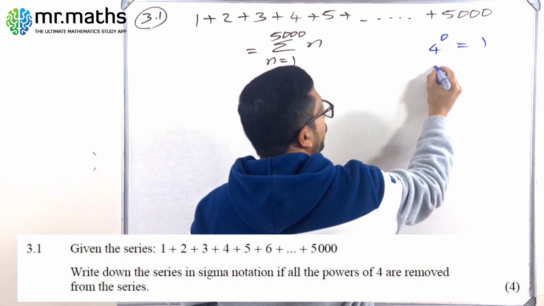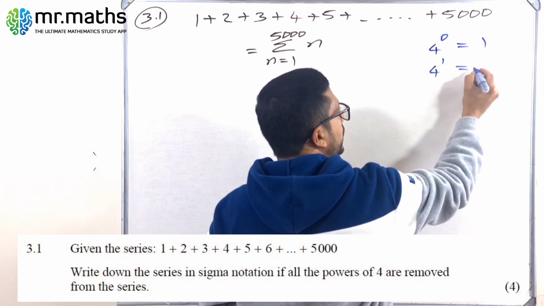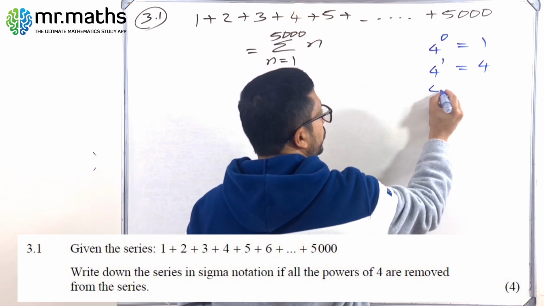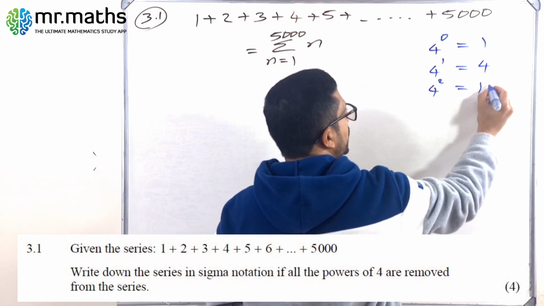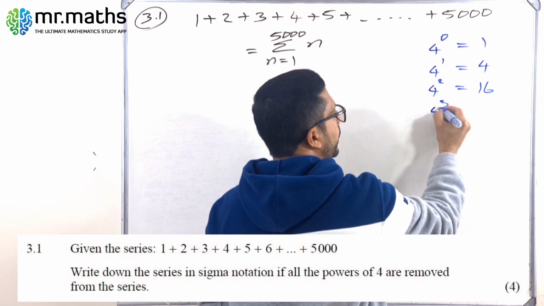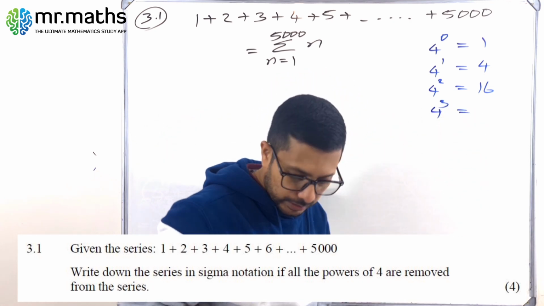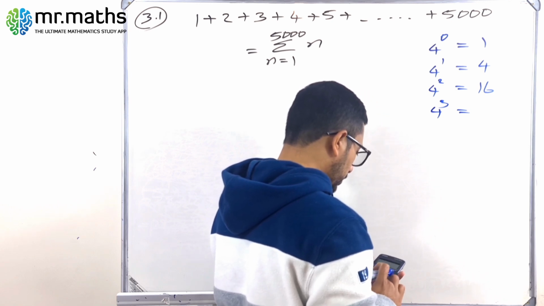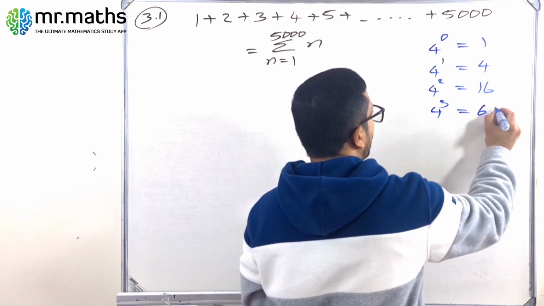Then 4 raised to 1, it is 4. That term is here. Am I right? 4 raised to 2, that is 16. That is also here. Am I right? Then 4 raised to 3, check in a calculator, what is 4 raised to 3? This is 64.